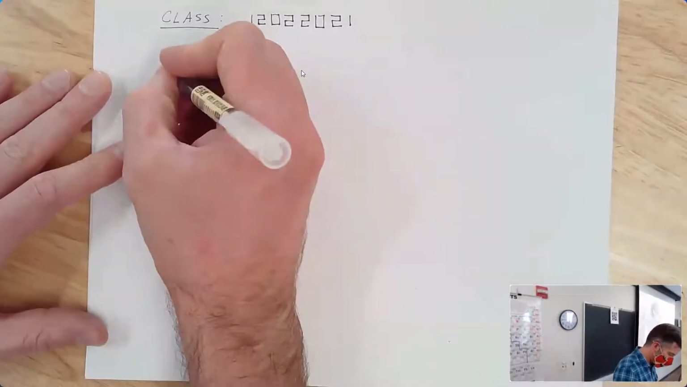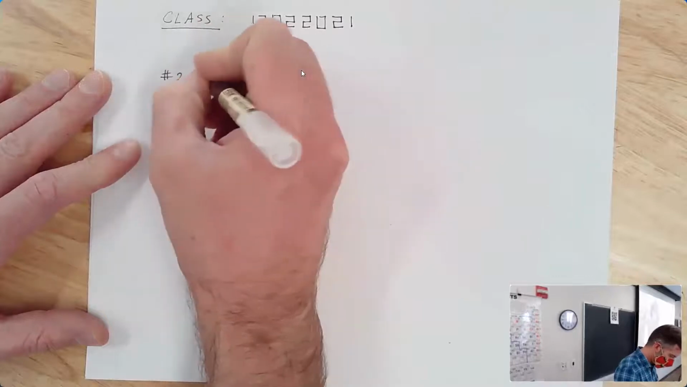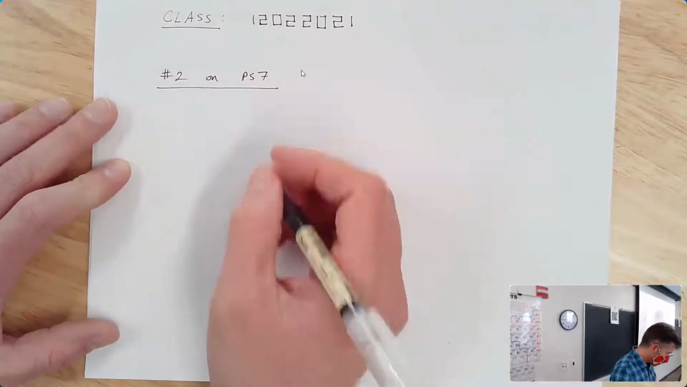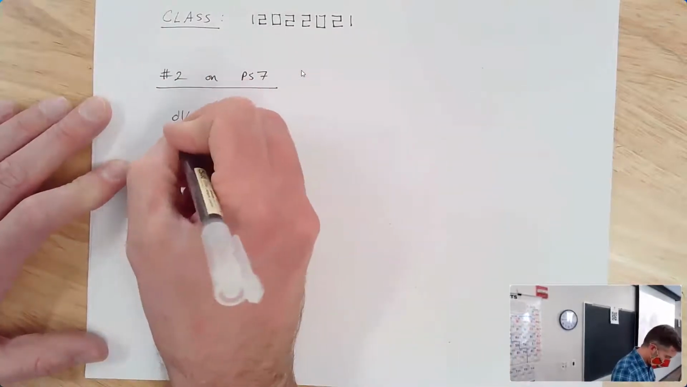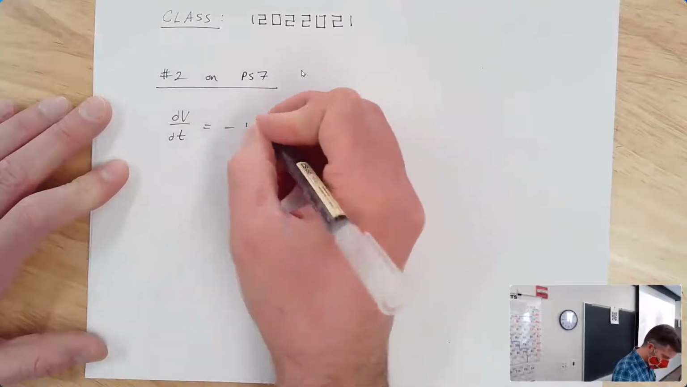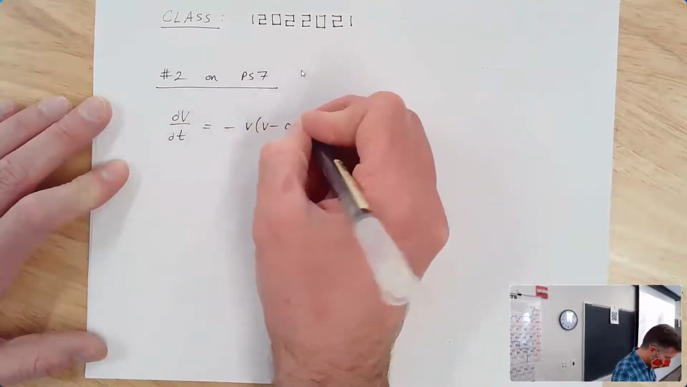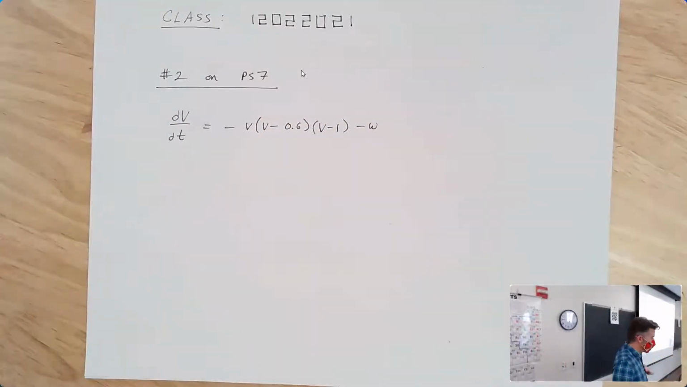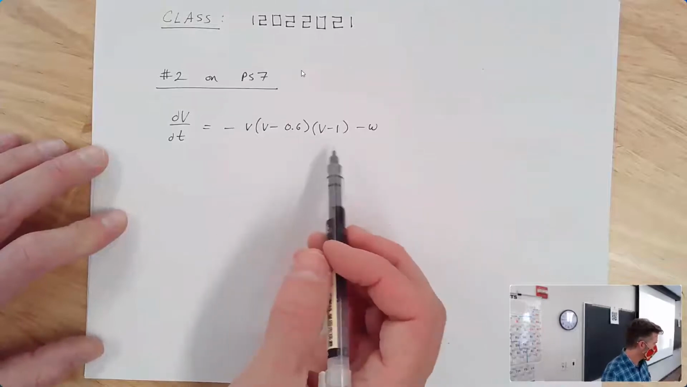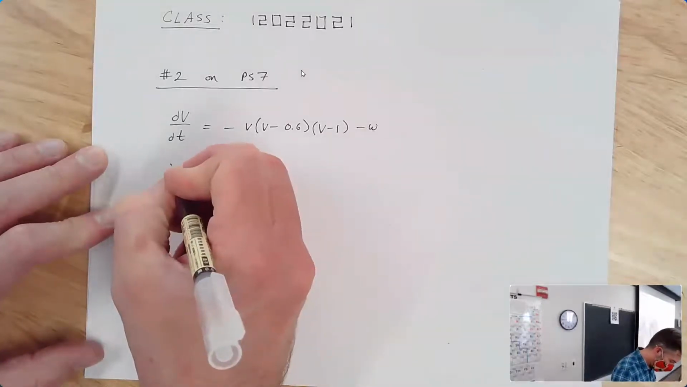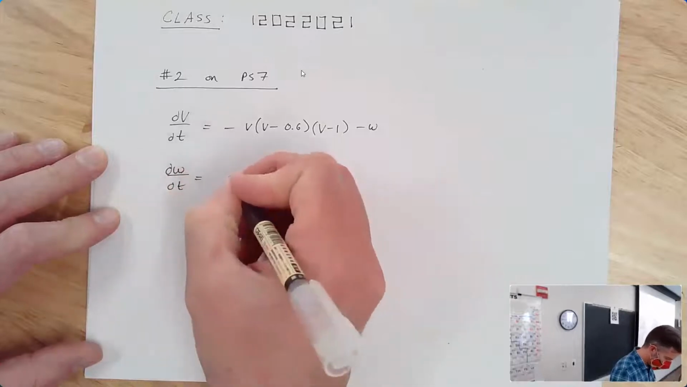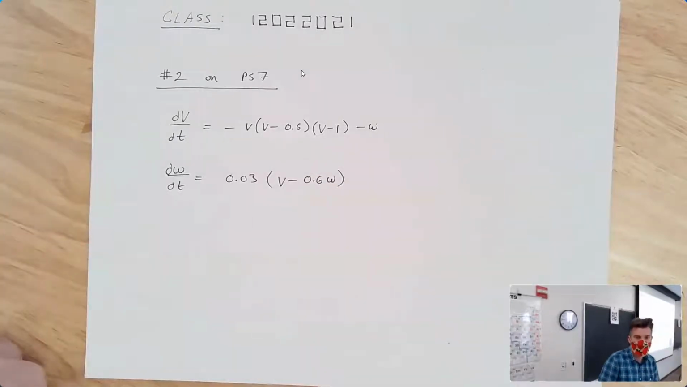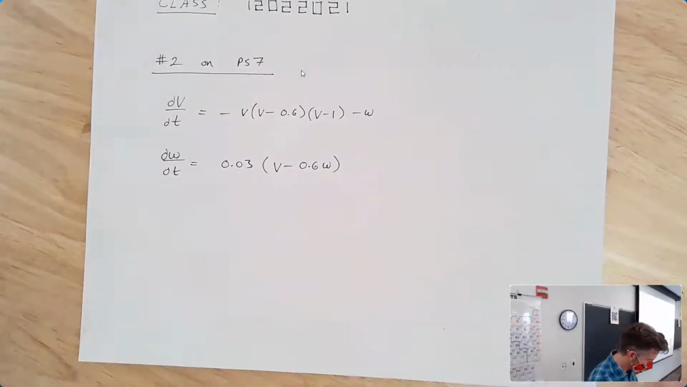So we've got the typical FitzHugh-Nagumo model, which looks like this. dv/dt is negative v times (v minus 0.6) times (v minus 1). Obviously, we're plugging in particular values because there's a range of values they can actually take on. And dw/dt is equal to 0.03 times (v minus 0.6 w). So that's the problem. And here's what we're being told.